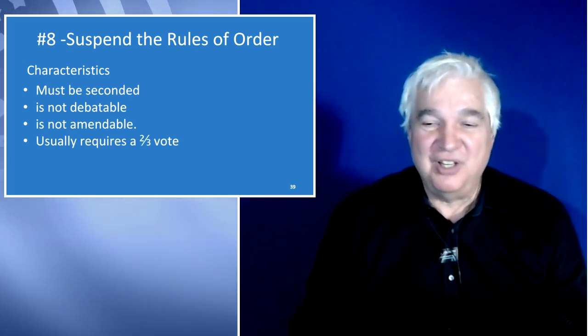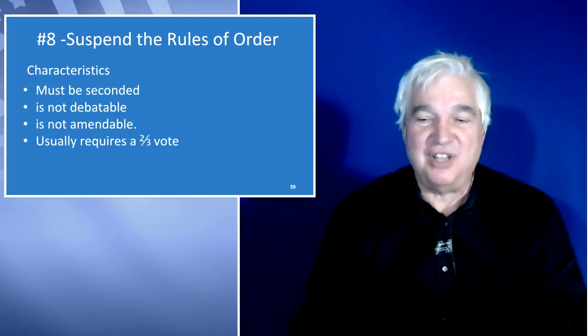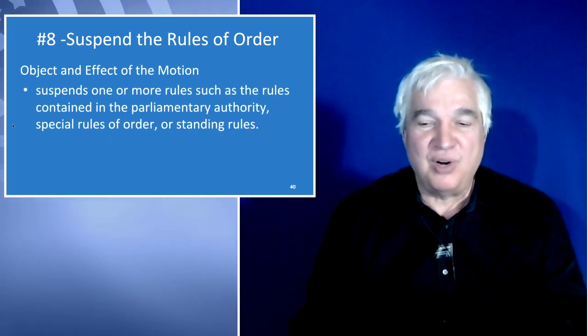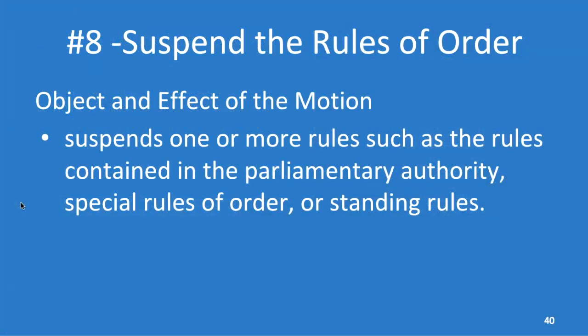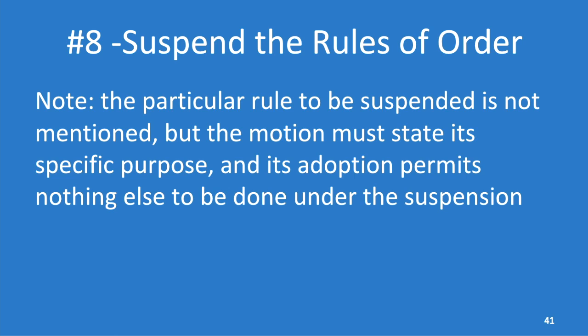Object and effect of the motion. It suspends one or more rules, such as the rules contained in the parliamentary authority, the special rules of order, or the standing rules. A note on this one: on the next slide, the particular rule to be suspended is not mentioned. So you don't have to quote the rule, but a motion must state its specific purpose, and its adoption permits nothing else to be done under its suspension.